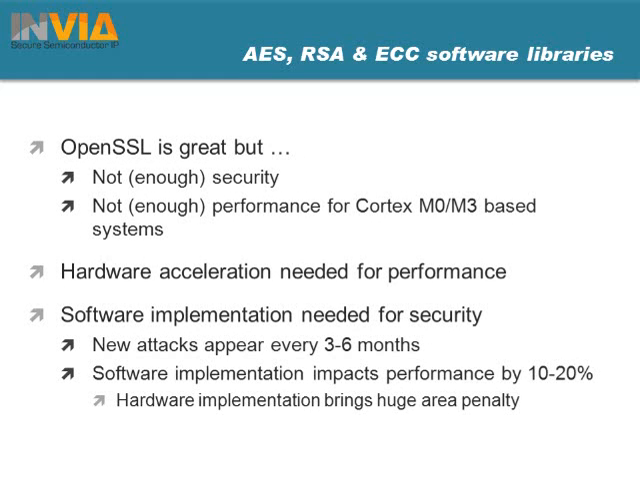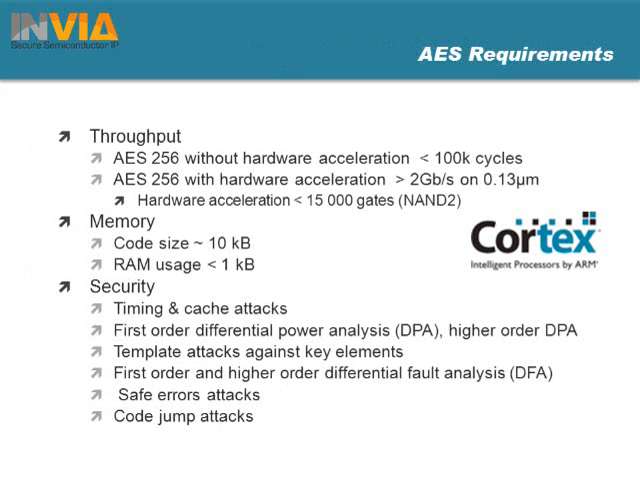I'll go quickly on the recommendation for AES, RSA, and ECC software library. The idea is that, okay, you have open source cryptography that is great, but that has not enough security and that has not enough performance. So you need hardware acceleration and you need software countermeasure in the security. It's easier to implement the countermeasure in software as opposed to hardware because there are new attacks every 3 to 6 months. So if you want to update your hardware, a software implementation is much better. So I'll skip the performance, but you'll have this figure in my presentation.